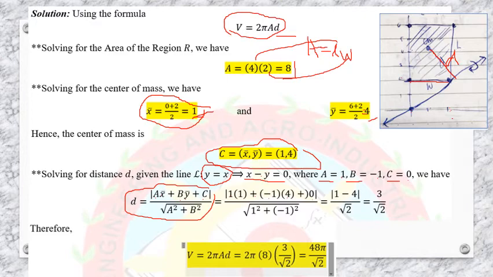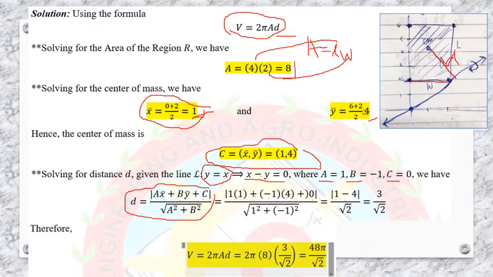Then, sa denominator, we have 1 squared, yan yung value ni a. And then, negative 1, yan yung value ni b, quantity squared kasi yun man yung sa formula. So, simplifying this one, we get positive 3 over the square root of 2. Though 1 minus 4 is negative 3, naka-absolute value man siya, so that's why positive 3 over square root of 2. So therefore, okay na.